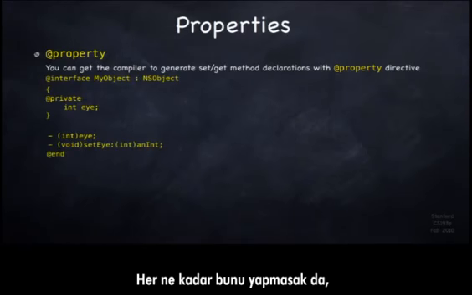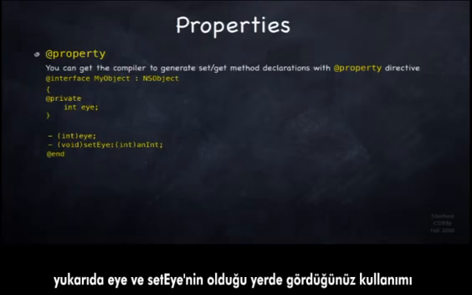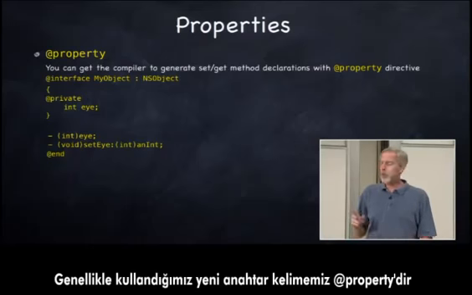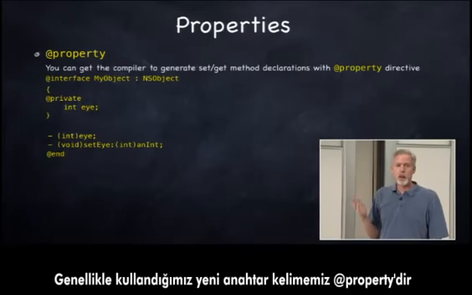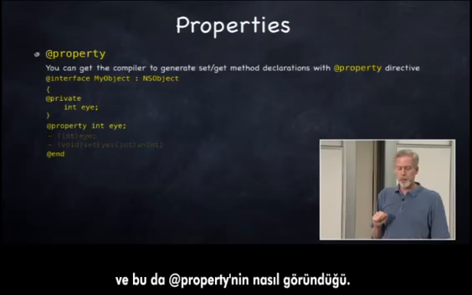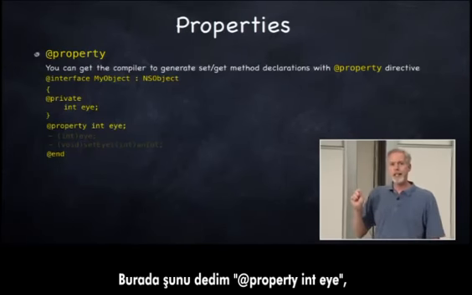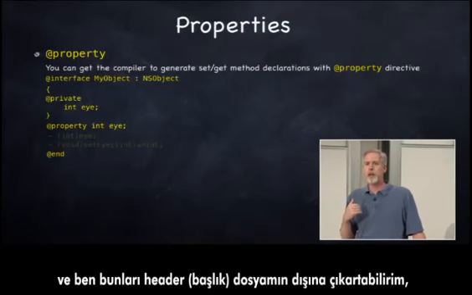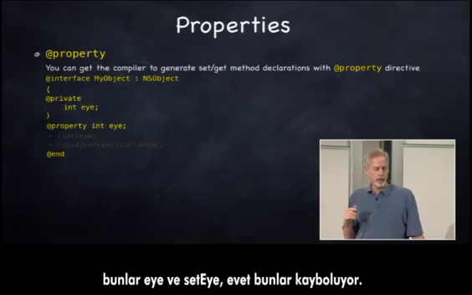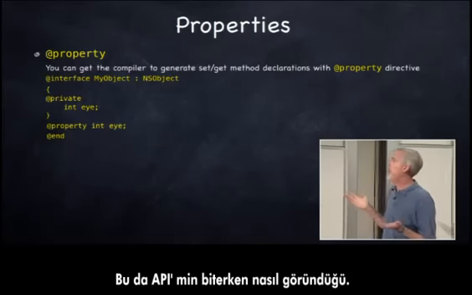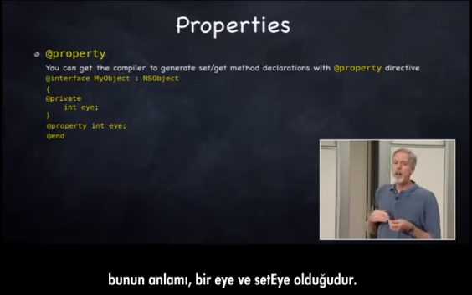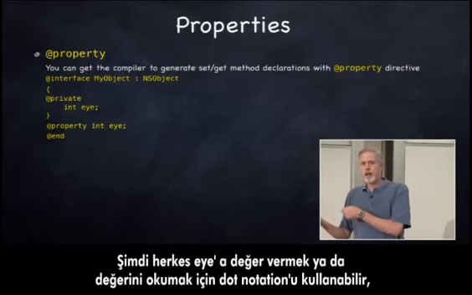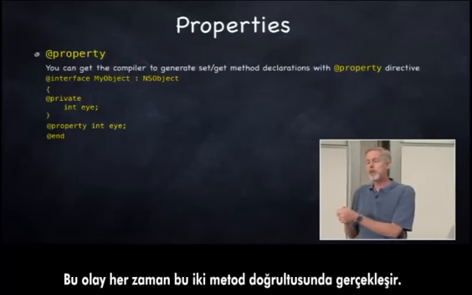We don't usually, though, do what you see up here where we have I and set I. Okay, even though we can do that, and it does work. Okay, you can use the dot notation if you do that. Usually what we use is this new keyword called @property. Okay, and this is what @property looks like. So here I say @property int I, and that basically declares those two methods for me. So I can take them out of my header file, the I and set I. Okay, so those go away. So this is what my API ends up looking like. @property int I, that means there's an I and a set I. Now everyone can use dot notation to set the I or to get my I, and it's always going through those two methods.